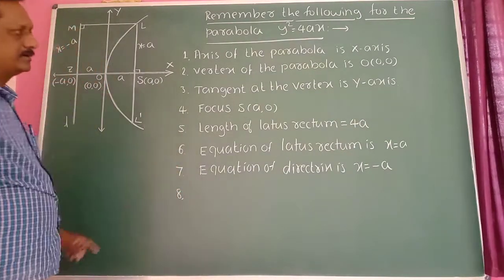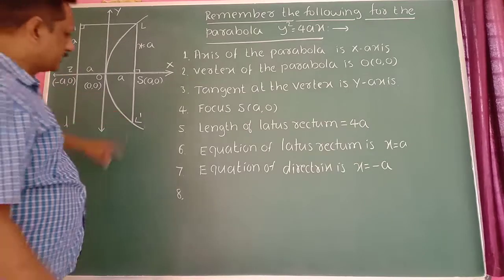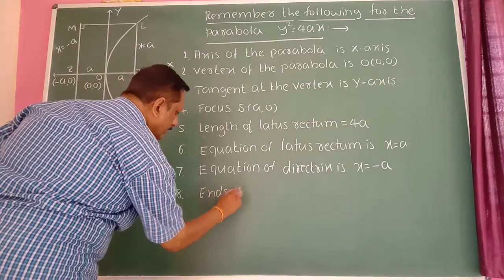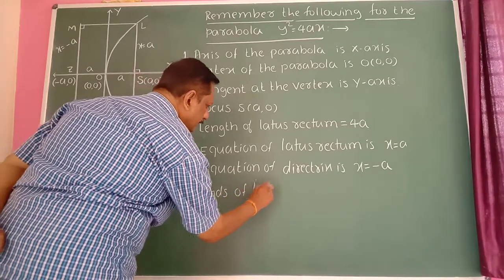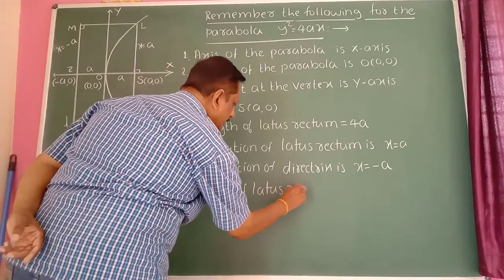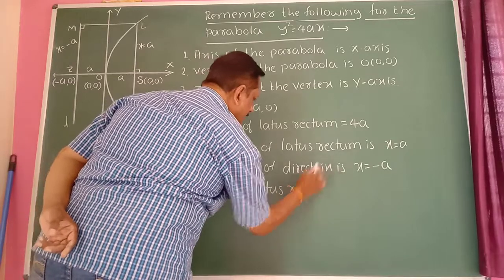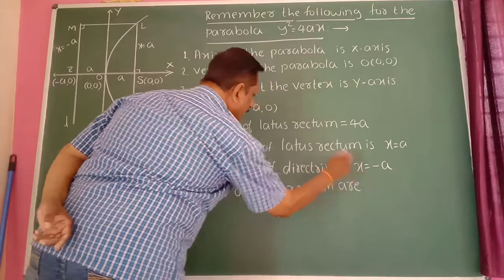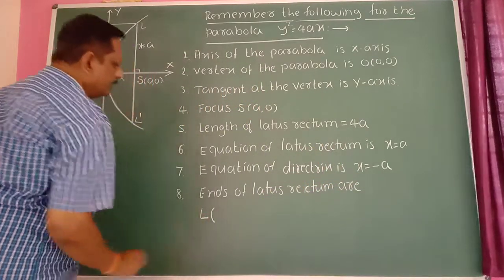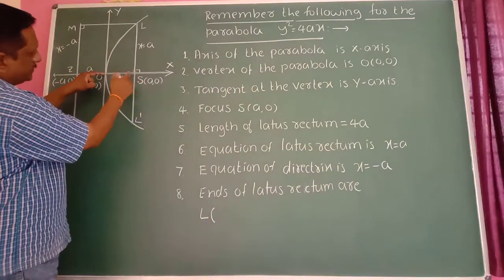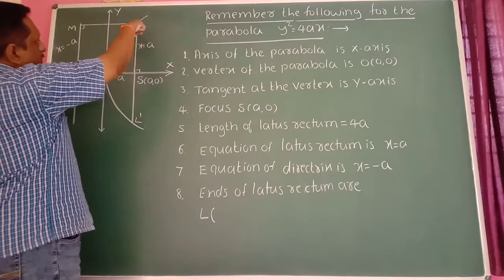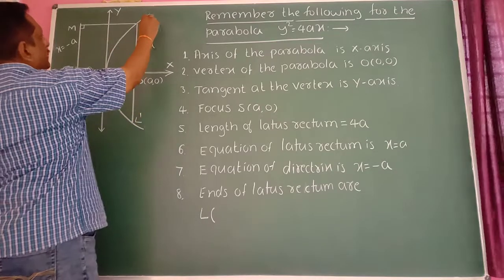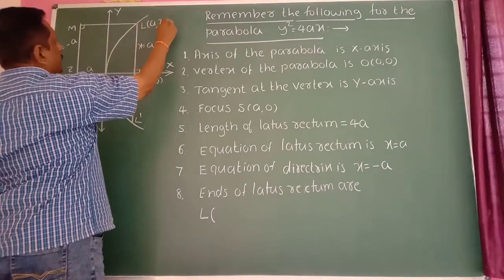Then the eighth one here, ends of latus rectum are, so L here, x coordinate is a, because this is a unit here and this is a height. You already proved here L is equal to 2a. Therefore, it is a comma 2a.